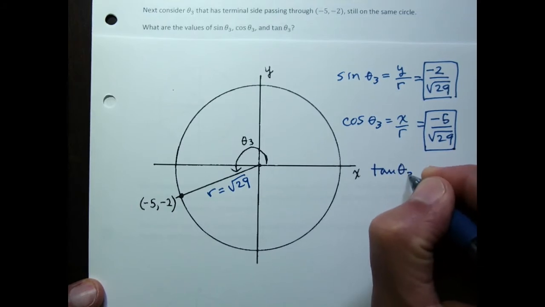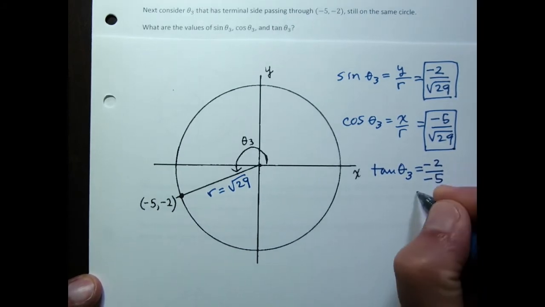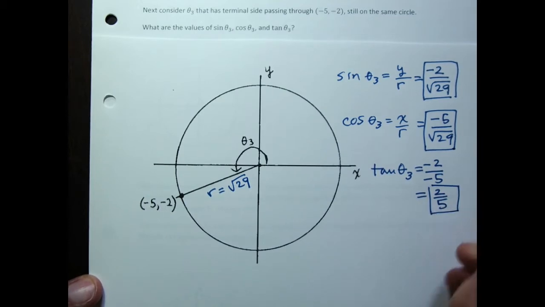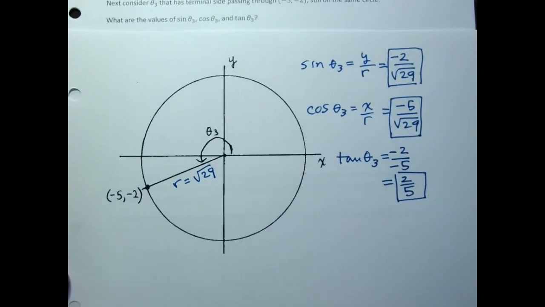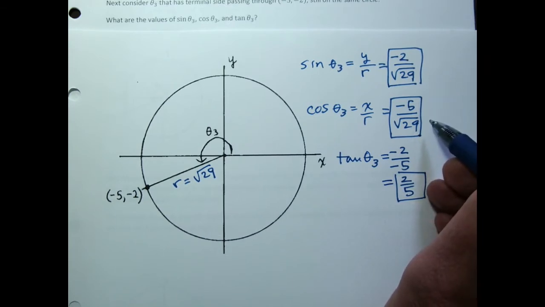And tangent of theta 3 is y over x, -2 over -5. So a negative over a negative is positive. Tangent actually comes out to be positive. This is kind of reflecting what we discussed in the previous video, where in the third quadrant, only the tangent is positive of these three functions. And yet the values are related to the theta 1 values. We're just getting some of them negative.